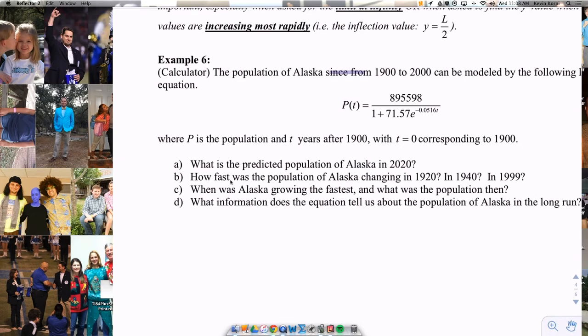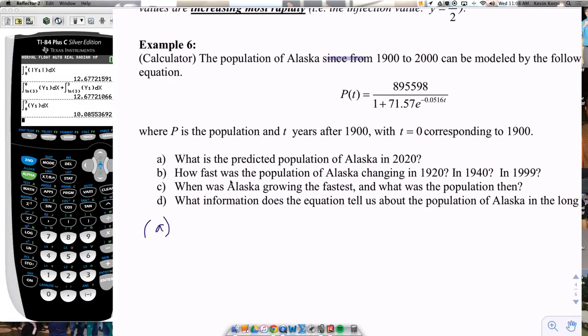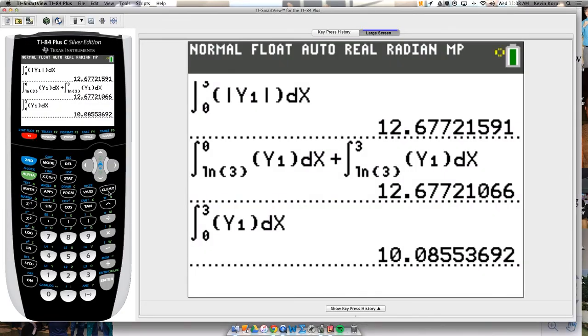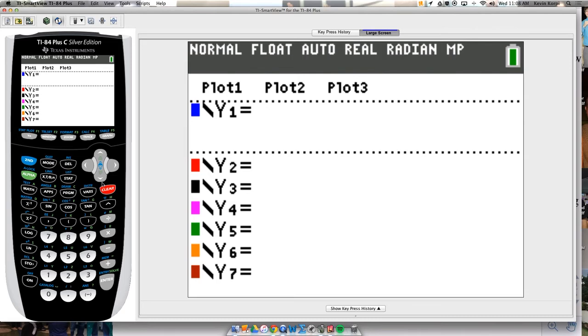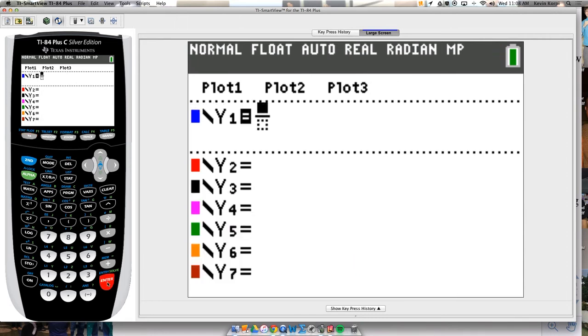Yeah, how are we going to do that? Let's say that this were an actual free response question. On part A, what would you have to show? You want to make sure that you're showing everything that you type into your calculator. Let's go ahead and get it in the calculator first. If you want to use the horizontal division bar, this is a good time. Go to y equals, remember alpha y equals gives you n over d, and you type in the number 895598.